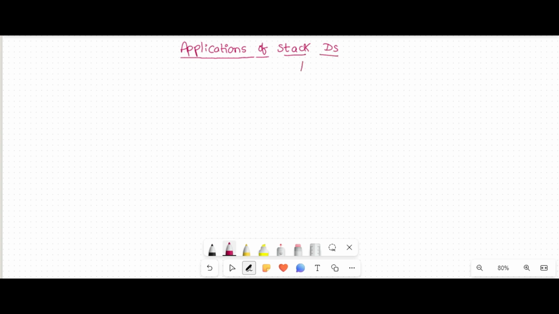So what is a stack data structure? Stack data structure means last in first out data structure. If you have not seen my video on stack data structure, please see that video and come back to this video. Then it is easy to understand the applications.